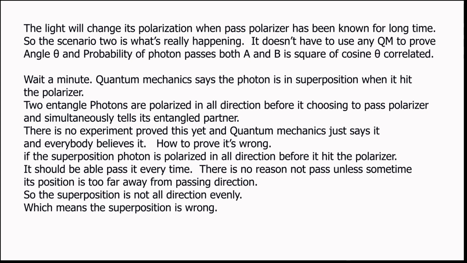Well, if the superposition photon is polarized in all directions before it hits the polarizer, it should be able to pass every time. There is no reason not to pass, unless sometimes its polarization is too far away from the passing direction. So the superposition is not in all directions evenly, which means the superposition is wrong.